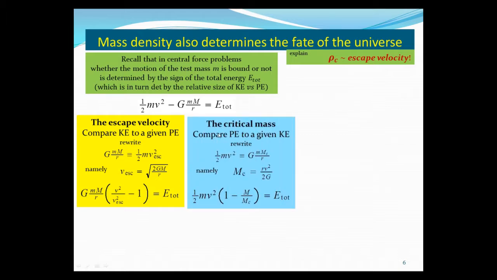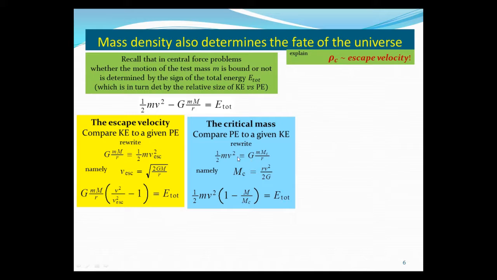Now we can do it another way. Suppose the kinetic energy is known. You ask what size of potential energy, that is what mass, would determine whether the system is bound or unbound. So the same trick: since the kinetic energy is known, we rewrite the kinetic energy in the form of a potential energy term and define a critical mass.